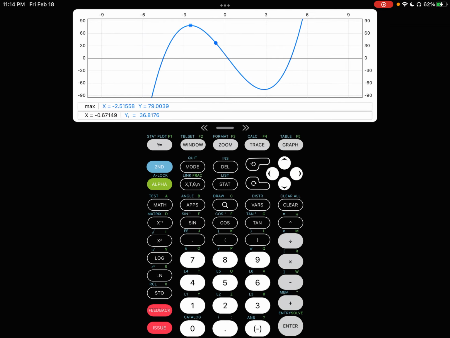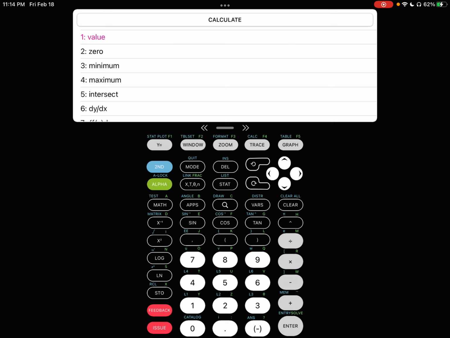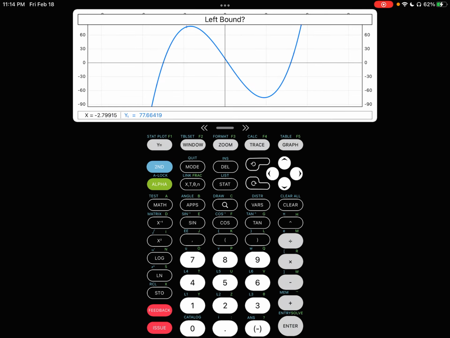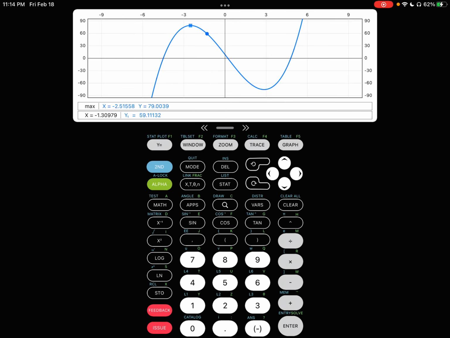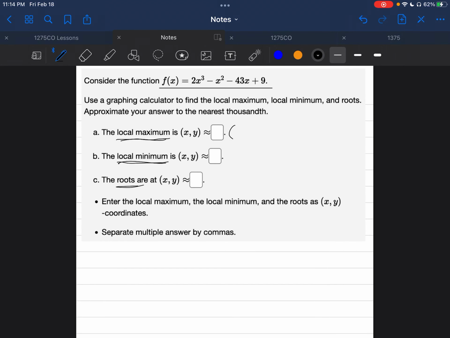And then it's going to ask for a guess. At least it should. I guess it didn't. Second calc, maximum, left bound, hit enter, right bound, hit enter. And I guess this one doesn't because it's a clone, but a TI-84 will ask for a guess. You can hit enter, and then it will tell you, see where it says maximum is negative 2.516 and then positive 79.004. So that's what you would put in here. You would put in an ordered pair of negative 2.516 and then 79.004.